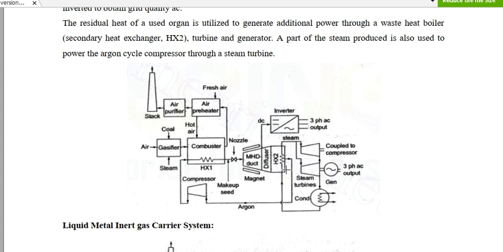Similarly, the working fluid used in the MHD generator does not leave the system and is recycled again and again. Only the heat obtained from coal is used only once, and the hot gases are released to the atmosphere. So it is an open cycle.